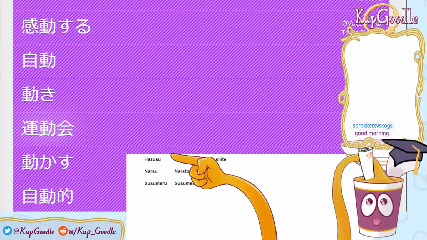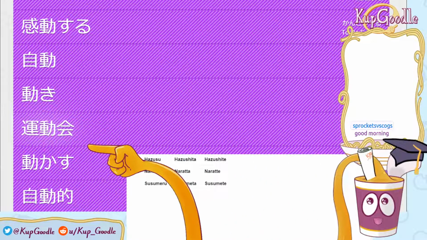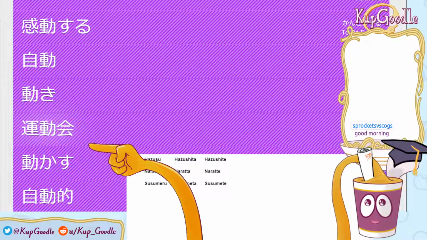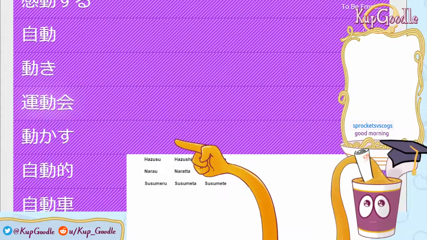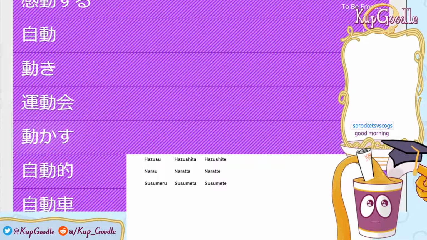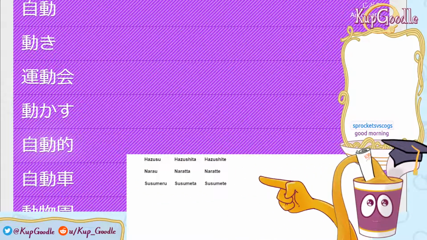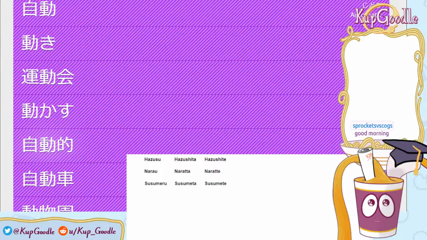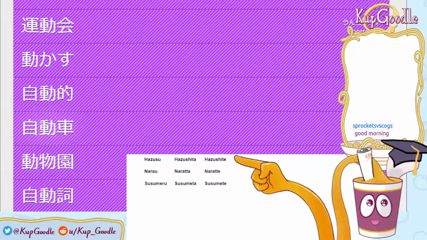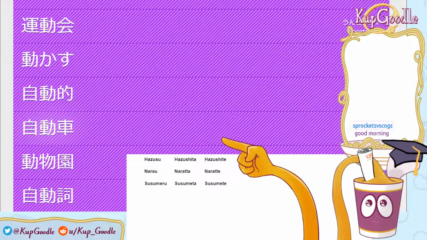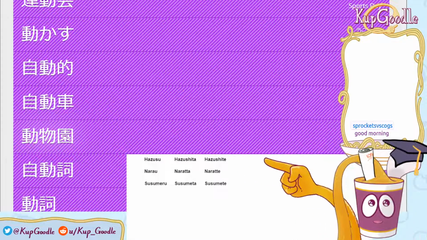Sports day, undo kai. A meet. An exercise meet. Like an exercise meeting, convention, meetup is sports day, sports festival day. Undo kai. To move something, ugokasu. Automatic, jido teki. Automobile, jidosha. Literally auto car, like automatic car, automatically moving car, self-moving car. Zoo, dobutsuen.